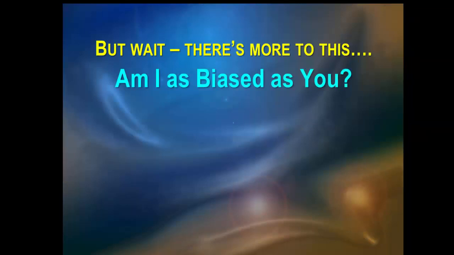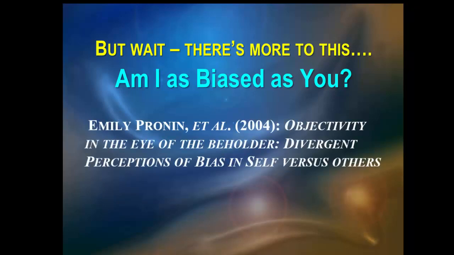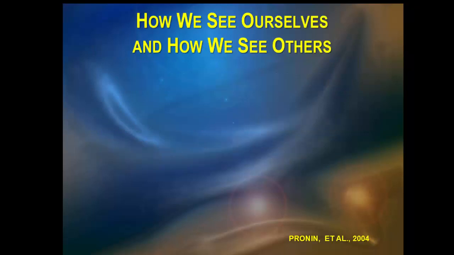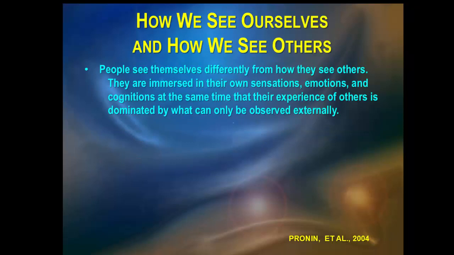But there's more to this. Am I as biased as you are? She says yes. This goes back to some work by Emily Pronin, Objectivity in the Eye of the Beholder, Divergent Perceptions of Bias in Self versus Others. How we see ourselves and how we see others. People see themselves differently from how they see others. They're immersed in their own sensations and emotions and cognitions, at the same time that their experience of others is dominated by what can only be observed externally. You can only see the expressions and listen to the words.